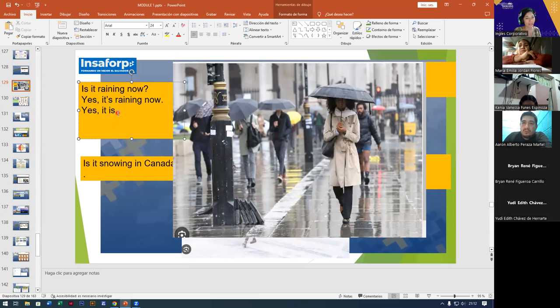Is it raining now? Yes. That's it. But yes, it is. Es corto y es formal. Es correcto utilizarlo así. Ahora, eso sería como la manera completa. Yes, okay. It's raining now. Thank you, teacher. You're very welcome. My pleasure.